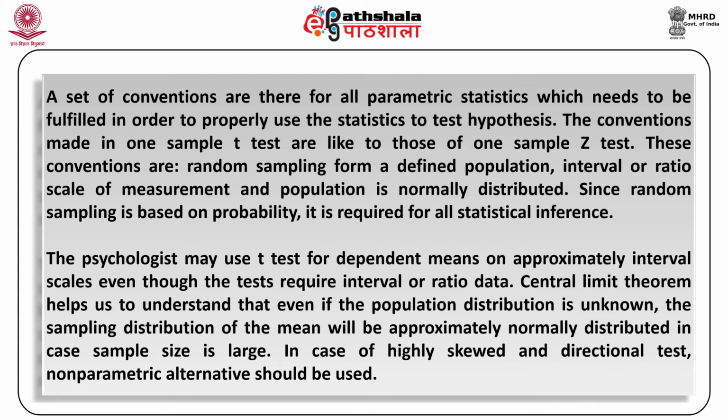A set of conventions exists for all parametric statistics which need to be fulfilled in order to properly use the statistics to test hypotheses. The conventions made in one sample t-test are similar to those of one sample z-test. These conventions are: random sampling from a defined population, interval or ratio scale of measurement, and the population is normally distributed. Since random sampling is based on probability, it is required for all statistical inference.